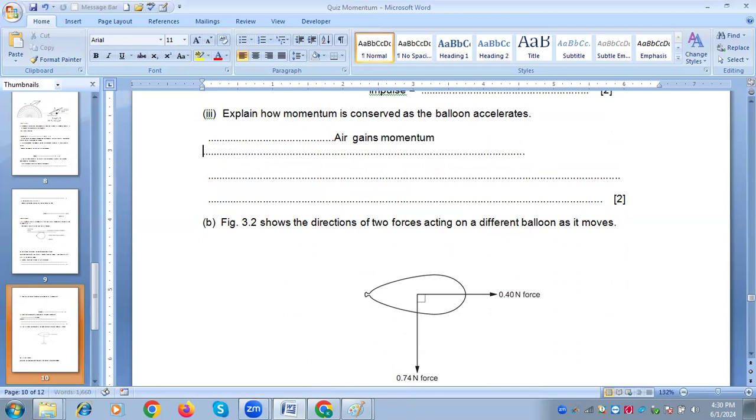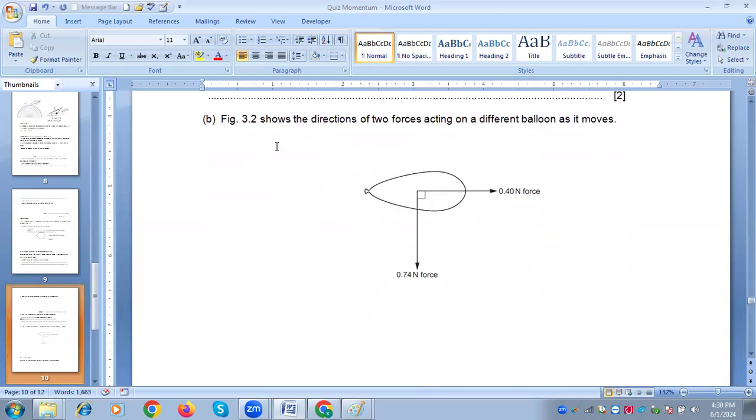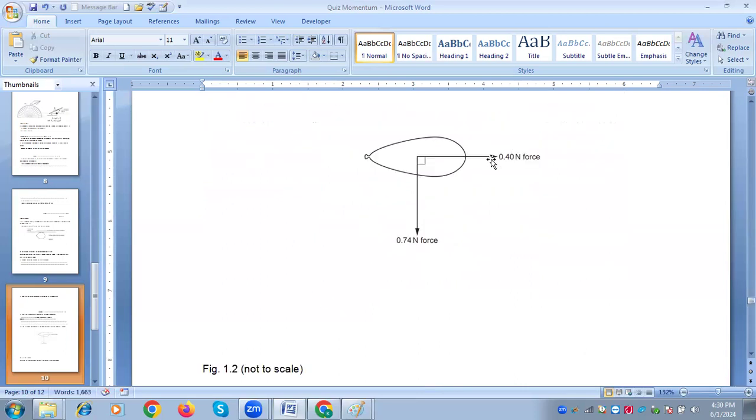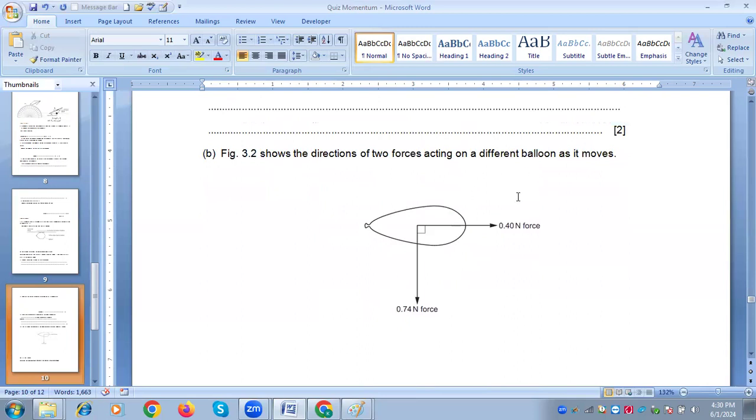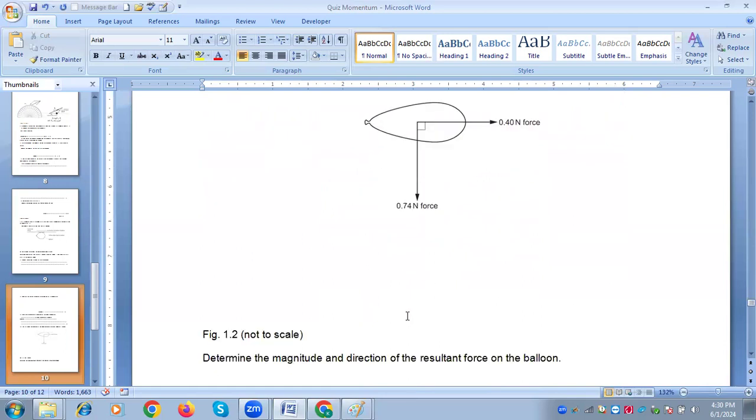Momentum in the opposite direction. Okay, and momentum of air and this will be the same. Now the directions of the two forces acting on the balloon are shown. When the balloon moves, the forward force is 0.4 Newton and the weight is 0.74. Determine the magnitude and direction of the resultant force.